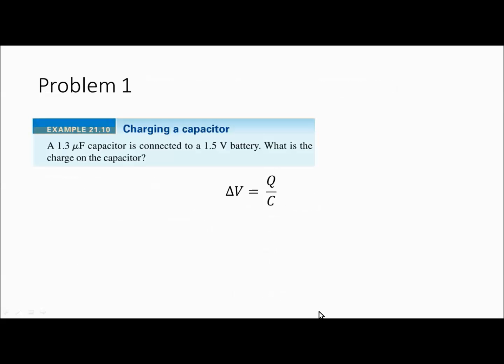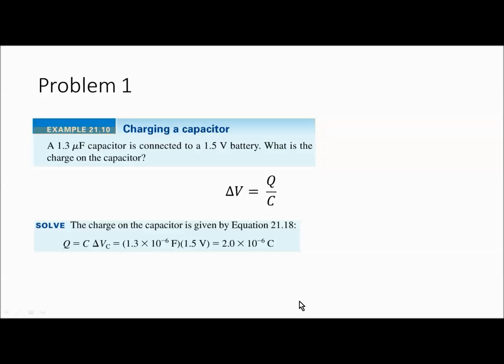So let's do a problem. Let's say we want to charge a capacitor. We have a capacitance of 1.3 microfarads. It's connected to a 1.5 volt battery. What is the charge? Once it's charged, the potential difference on the capacitor will equal the potential difference on the battery. We can use the equation given and solve for charge. Charge equals capacitance times the change in potential. We plug in our numbers, make sure you do 10 to the negative 6 for a microfarad, and we get 2 times 10 to the negative 6 coulombs.